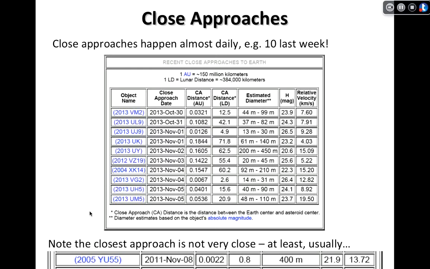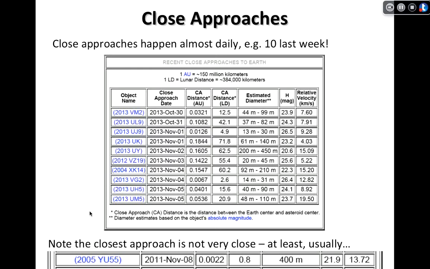So this is all last week, right? There's about 10 on there. What we define as a close approach is a pretty conservative thing, though. Like, none of those are less than 2.5 lunar distances away. So most of the time, these close approaches, they're close enough that it's good that someone's paying attention, but we're not really in any danger of being hit.